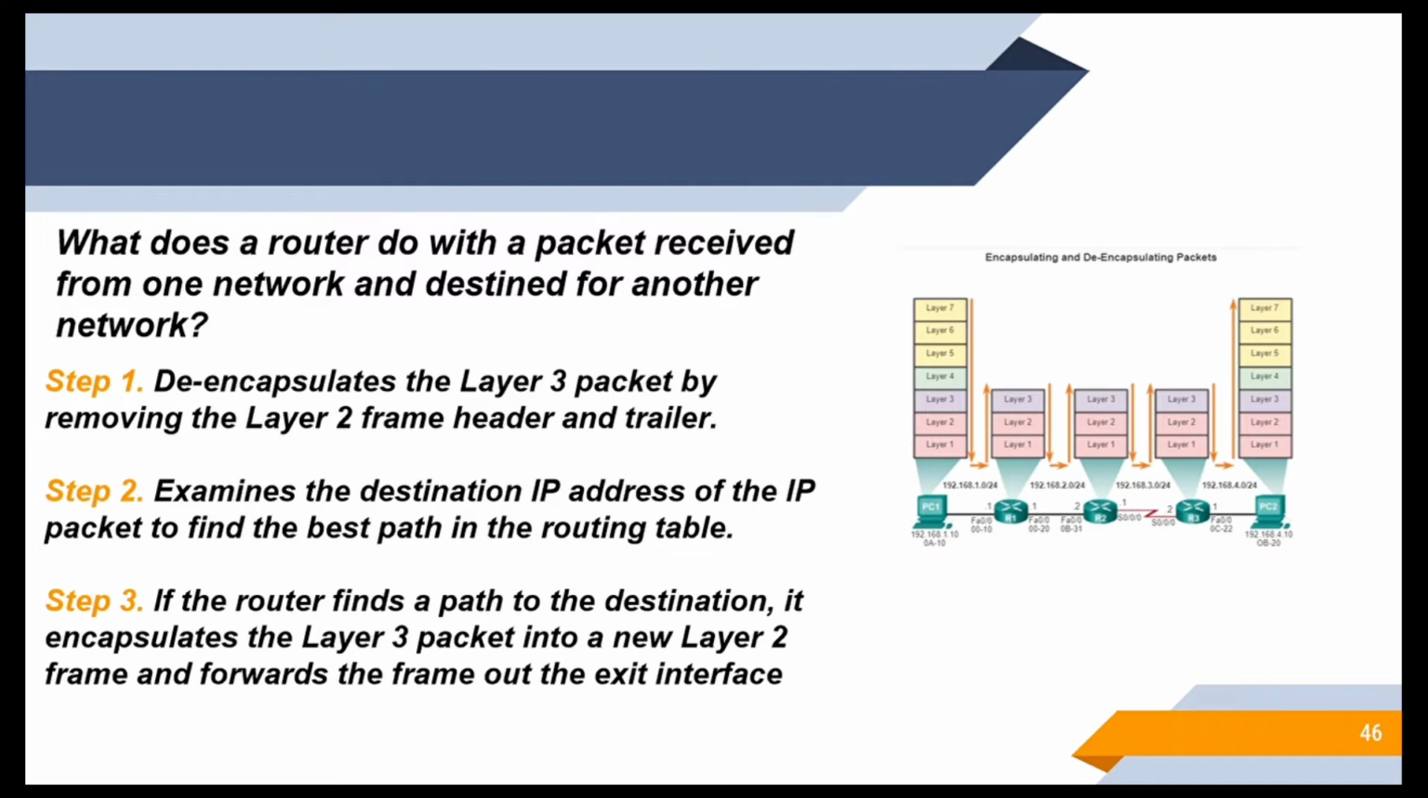What does a router do with a packet received from one network and destined for another network? The router performs the following three major steps. Step 1. De-encapsulate the layer 3 packet by removing the layer 2 frame header and trailer. Step 2. Examine the destination IP address of the IP packet to find the best path in the routing table. Step 3. If the router finds a path to the destination, it encapsulates the layer 3 packet into a new layer 2 frame and forwards the frame out of its interface.